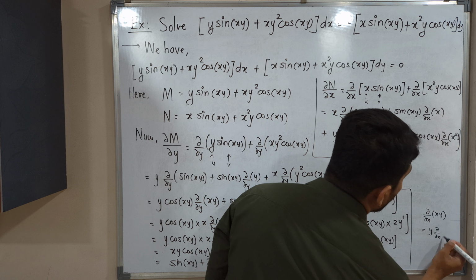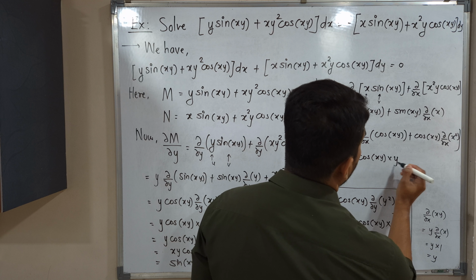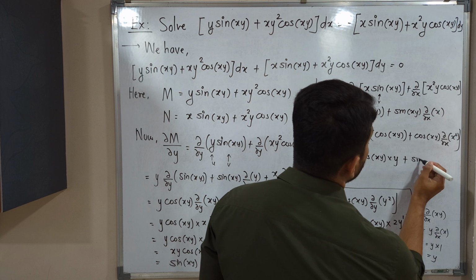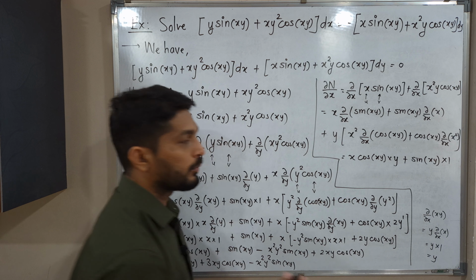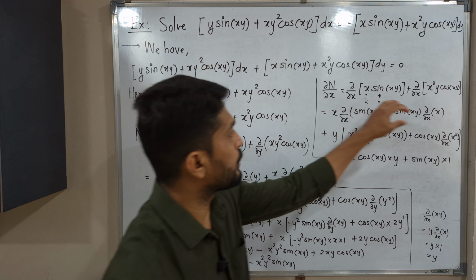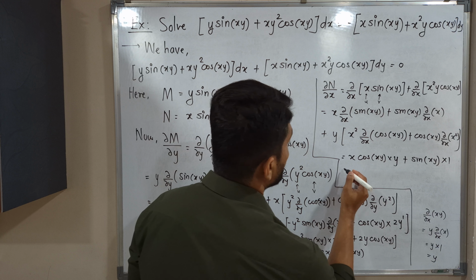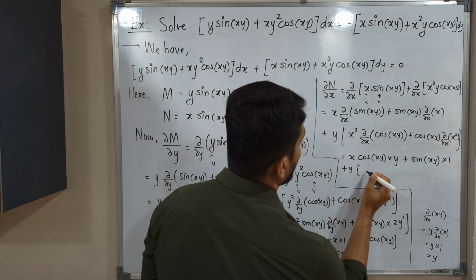What is the derivative of x? 1. So y into 1, we have y. So let me write y directly: y plus sin xy, derivative of x with respect to x is 1. Okay, so yes, this step is over now. Let us move further, plus y x square.